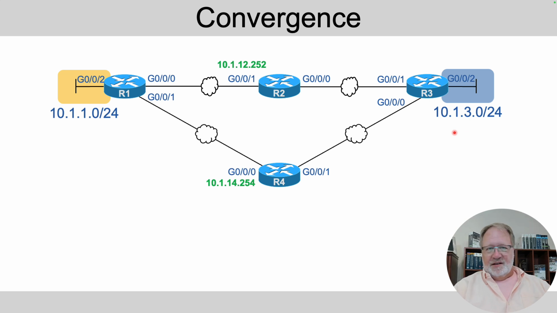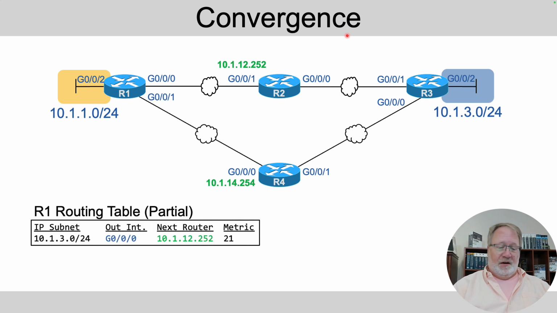but what about this case with redundancy? Well, it would calculate the metric over the top path and over the bottom path, and it would choose the best path. Then, should anything change, it could choose, hey, that route is down, let me choose the other path. And this process of changing to choose a different route is called convergence. That's the generic word for it.